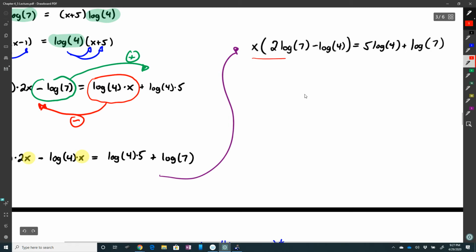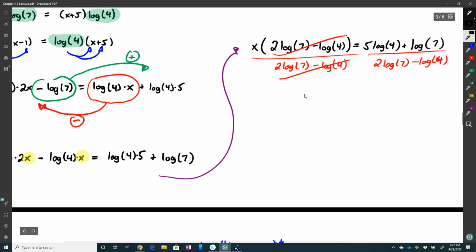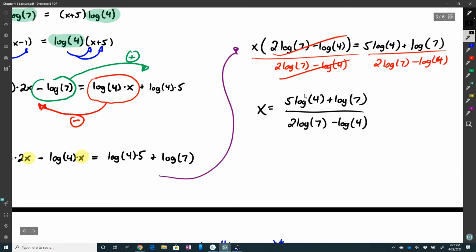And now we divide by all that stuff. So those cancel out. And we're left with x is equal to 5 log of 4 plus log of 7 over 2 log of 7 minus log of 4. There you go. Now, if you did this with natural logs, you would have gotten the same thing, but with natural logs instead. So it doesn't matter which one you do, as long as you're consistent.